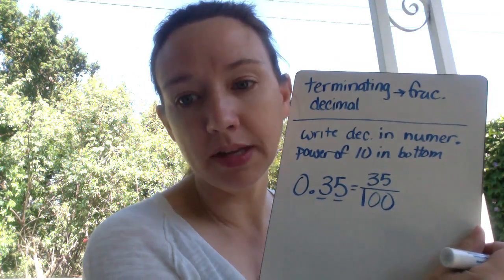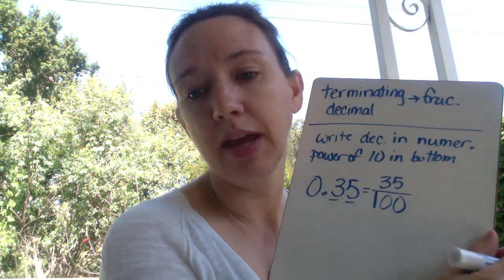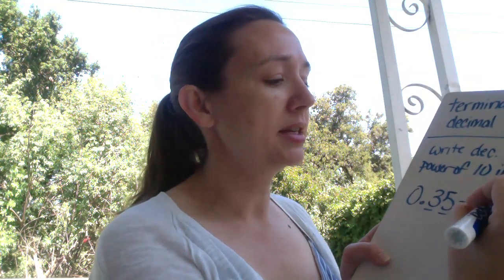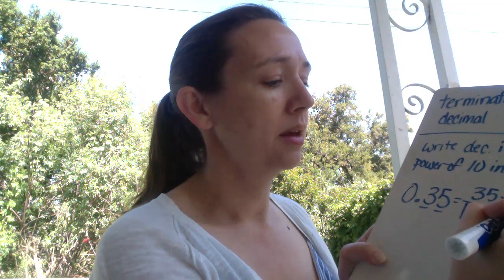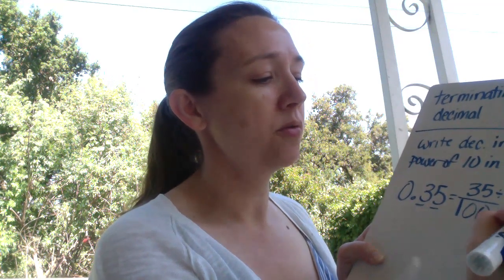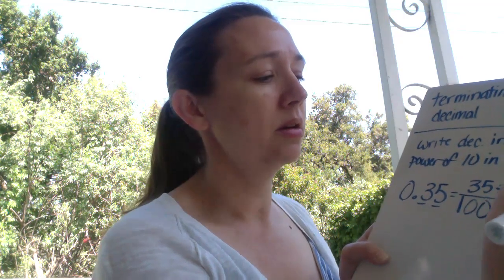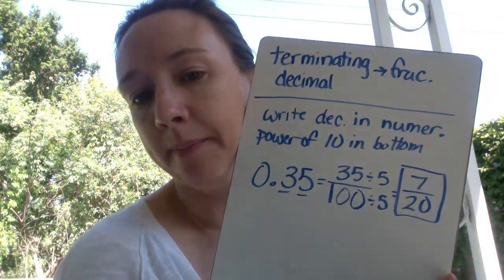And then, of course, the final step is to simplify as much as you can. So I'm going to divide the top and bottom by 5. And this becomes 7 over 20, which is as simplified as can be.